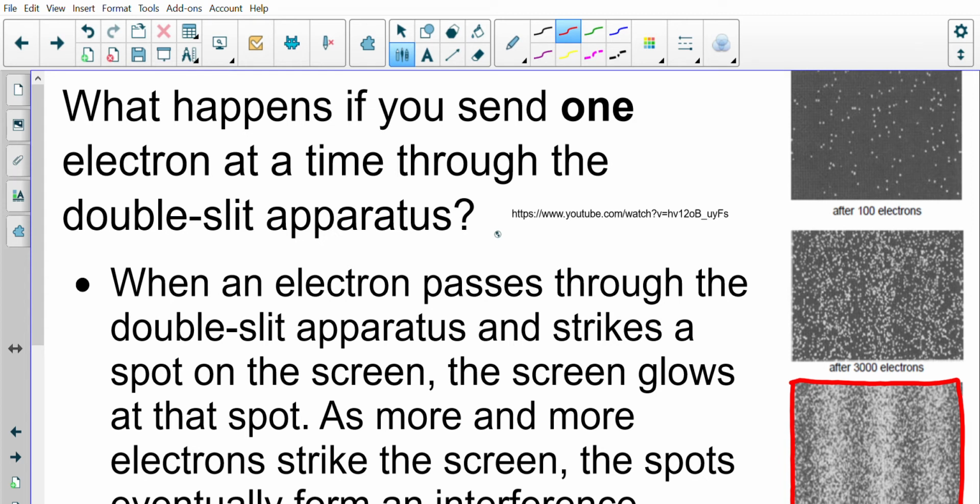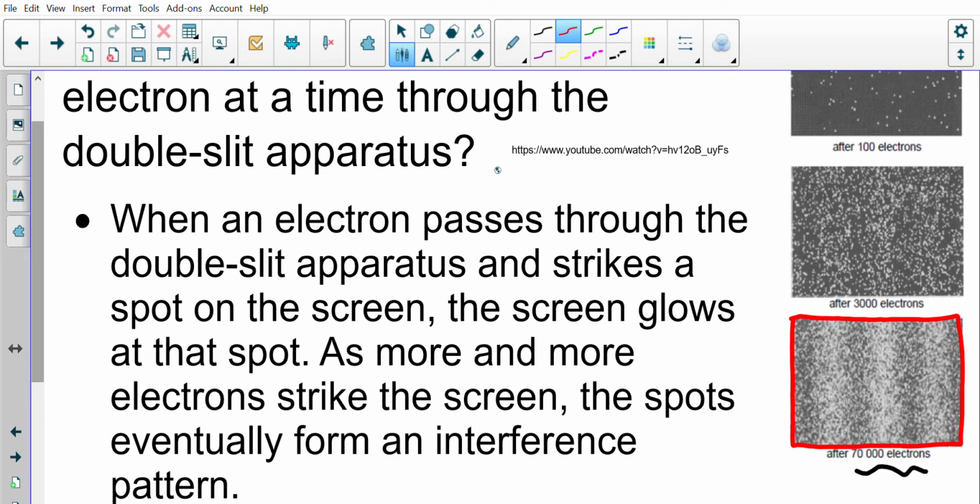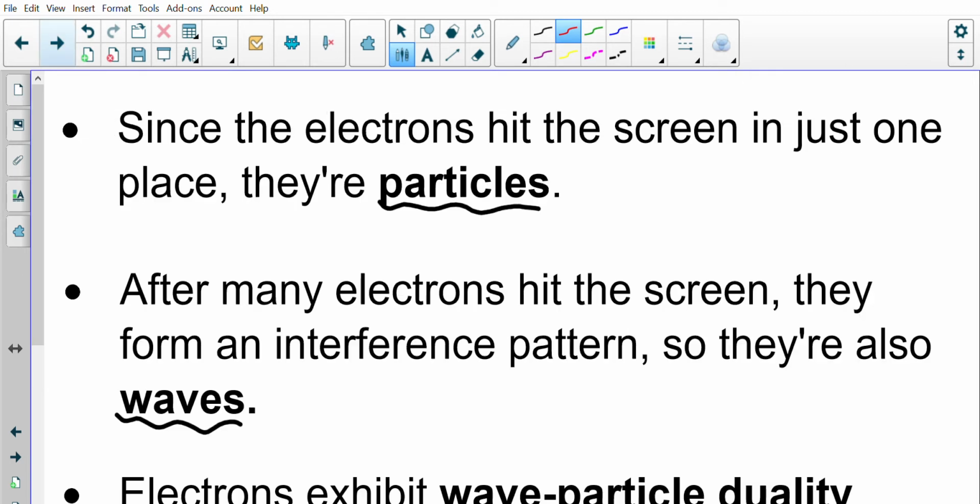But when you look at the picture here, which I will put a red box around, anywhere that's lighter, that means more electrons have hit right there. So that means, for example, the electrons had a high probability of landing right here in one of these really bright regions. But anywhere that's darker, the electrons had a lower probability of landing. And the probability, the equation for it is like a wave. And so when we say that electrons have a wave nature, that's what we're talking about.